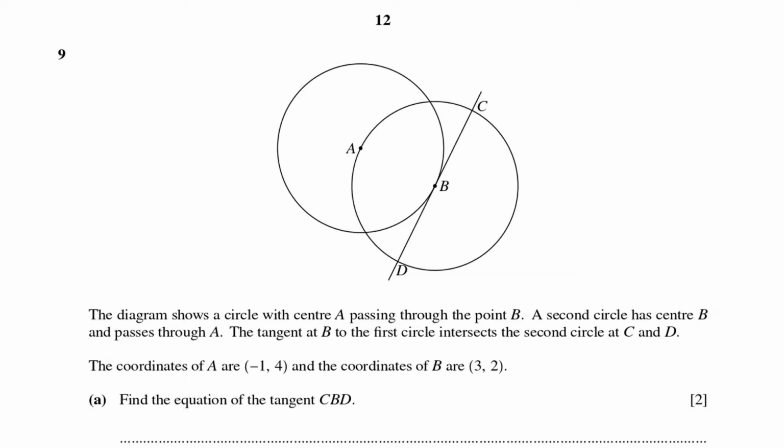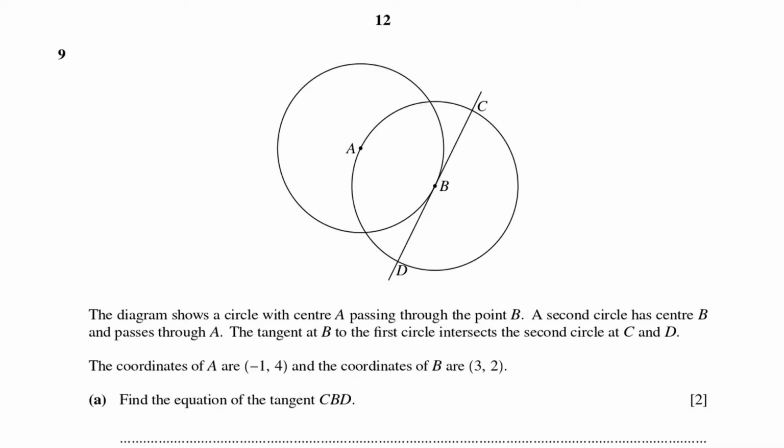Question number 9. The diagram shows a circle with center A passing through the point B. A second circle has center B and passes through A. The tangent at B to the first circle intersects the second circle at C and D. The coordinates of A are -1 and 4, and the coordinates of B are 3 and 2. So they say here, find the equation of the tangent CBD.